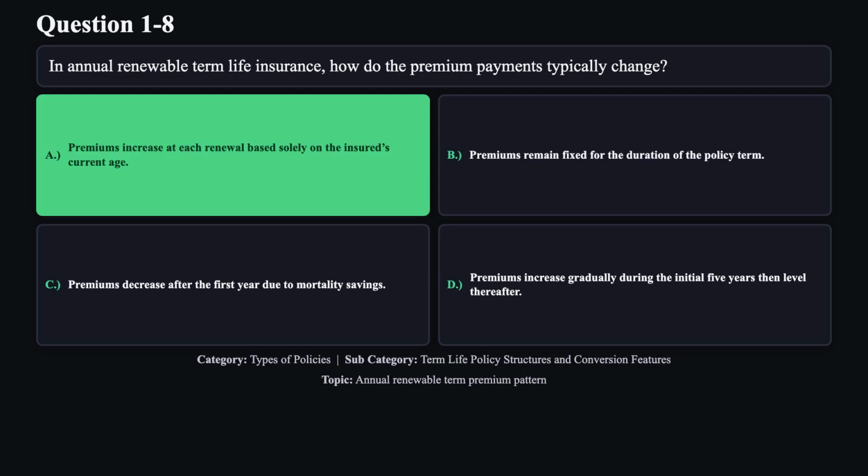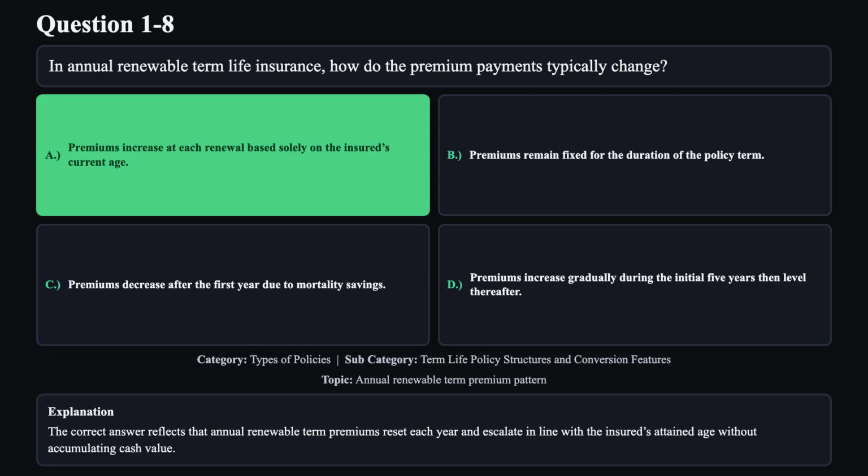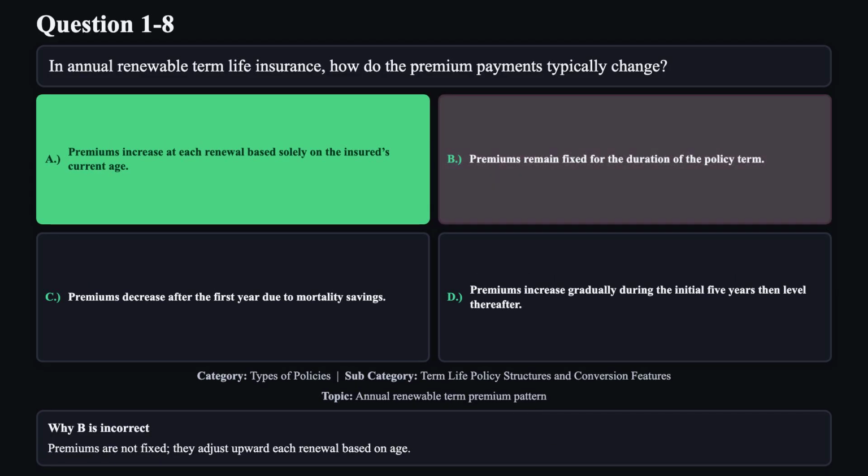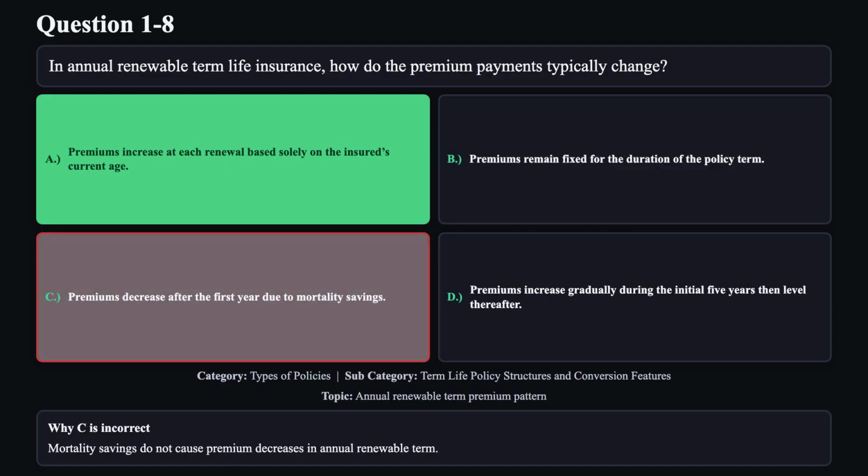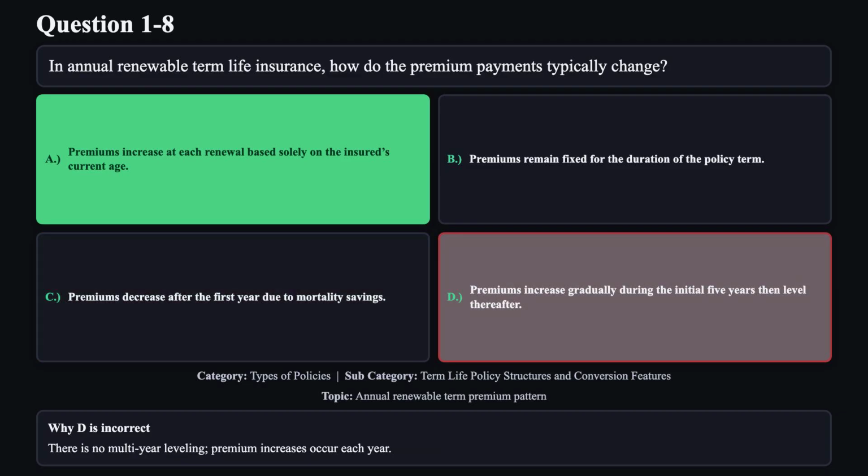The correct answer is A. The correct answer reflects that annual renewable term premiums reset each year and escalate in line with the insured's attained age without accumulating cash value. Reason B is not correct. Premiums are not fixed. They adjust upward each renewal based on age. Reason C is not correct. Mortality savings do not cause premium decreases in annual renewable term. Reason D is not correct. There is no multi-year leveling. Premium increases occur each year.